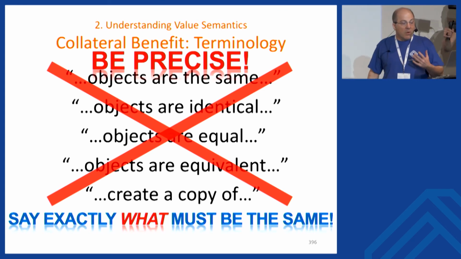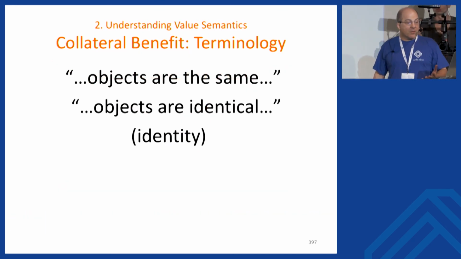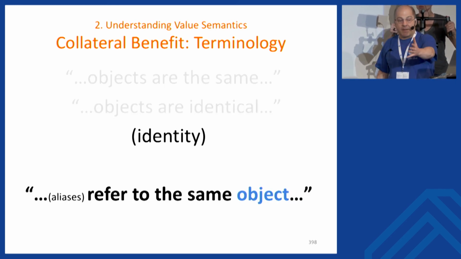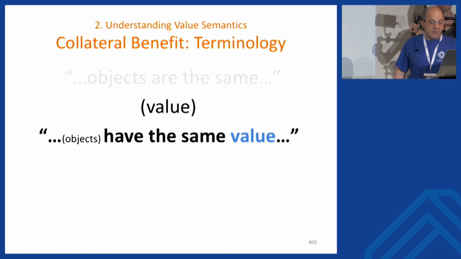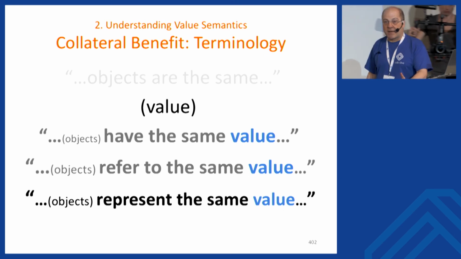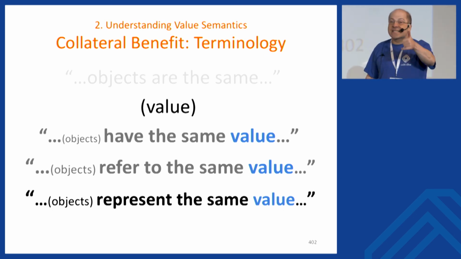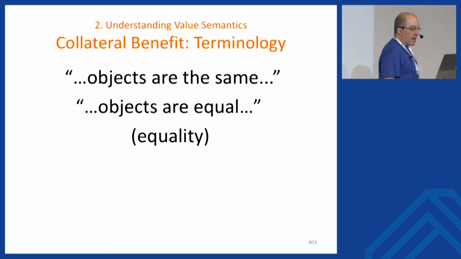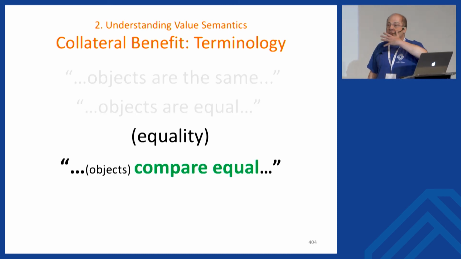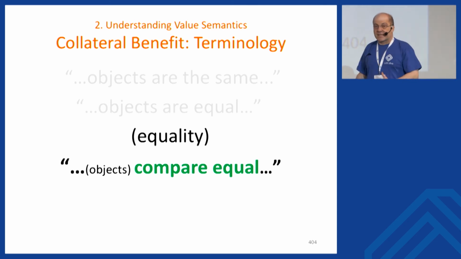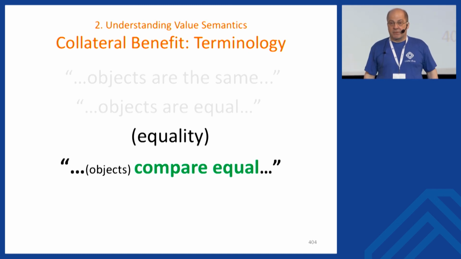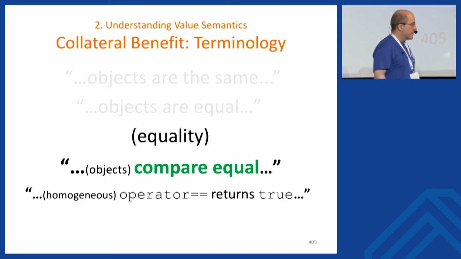Say exactly what must be the same. Objects are the same, objects are identical. That's identity. Aliases refer to the same object. Objects have the same value. Objects refer to the same value. Objects represent the same value. Same, not equal, same. When you're trying to talk about operators in a class, you say these objects compare equal when they have the same value. That's how you say it.